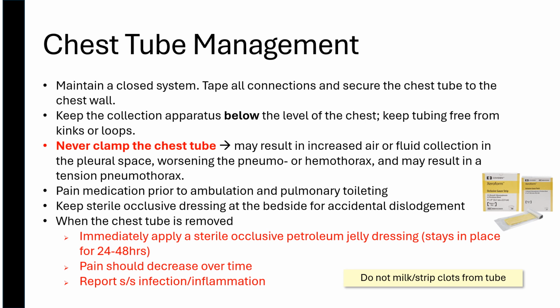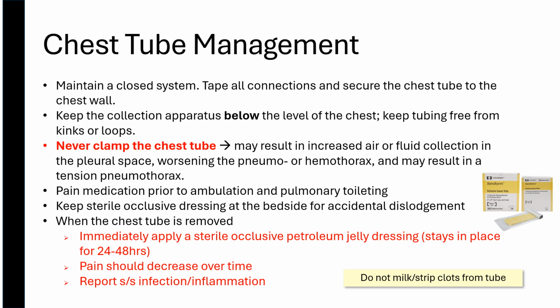So chest tube management, we want to maintain a closed system. Just like a Foley catheter, we don't want to break the line. We want to tape all the connections because the connections are just by pressure and there's no clicking that happens, it's literally just one tube in the other one. So we tape the connections. We want to make sure that the container stays below the level of the chest and that there are no kinks or loops in the tube. We never want to clamp the chest tube. We always have hemostats, clamps at the bedside.